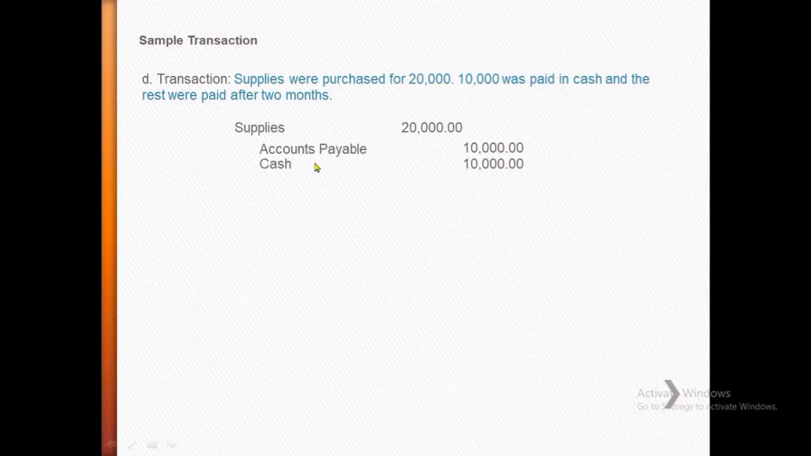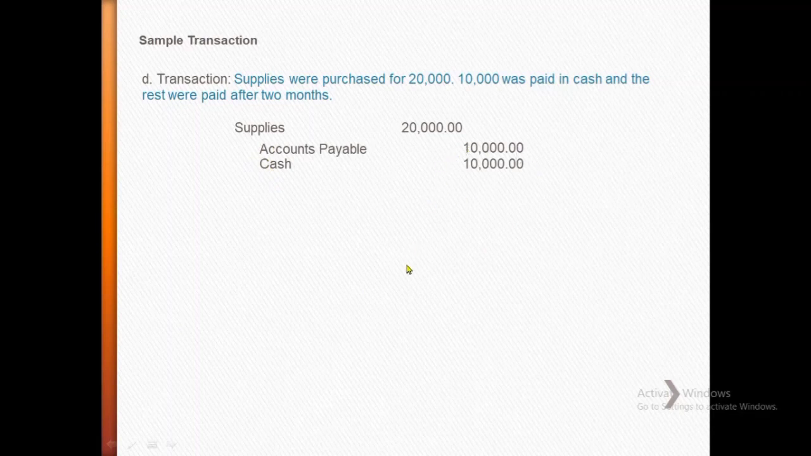You can read this as debit supplies 20,000, and then credit accounts payable of 10,000, and then another credit, cash 10,000. As you can see, the credits are not written in line with the debit. There is a little bit of indentation in both these credit account titles and these amounts.